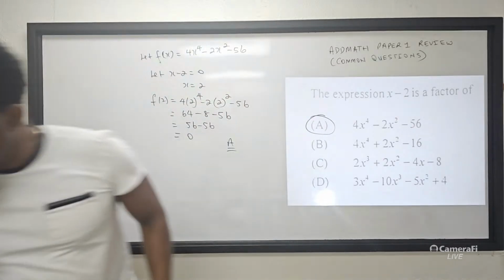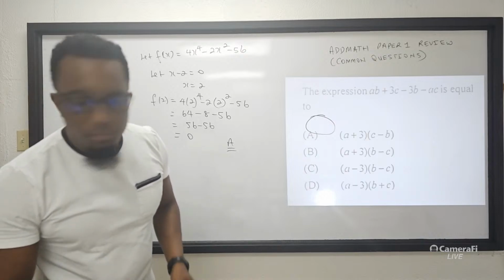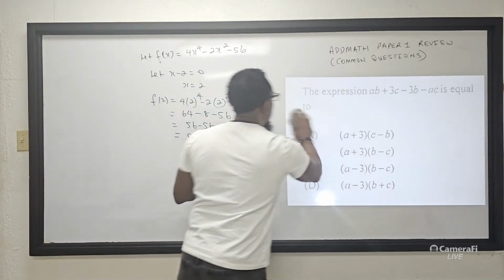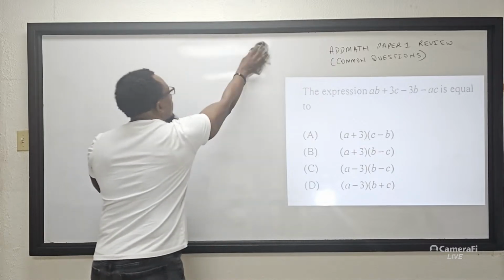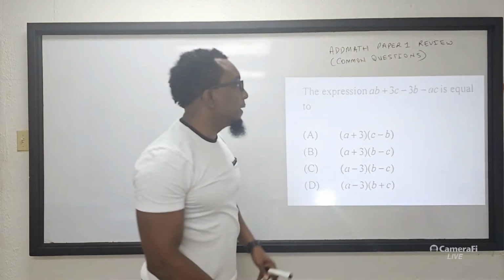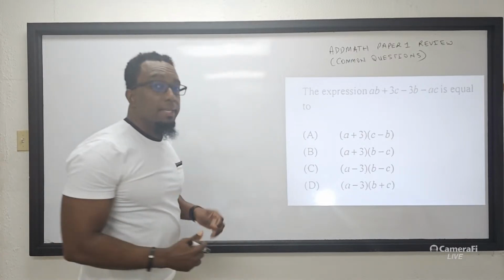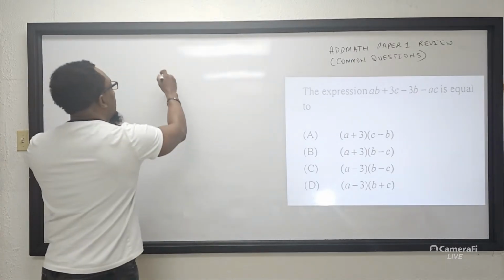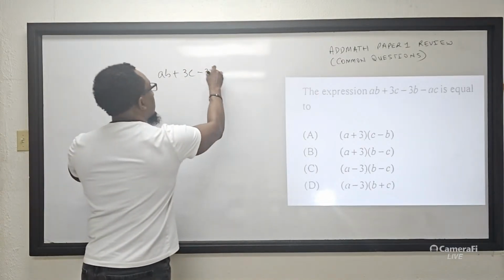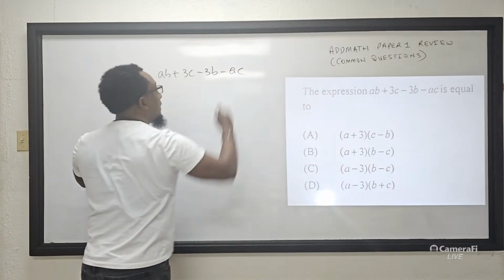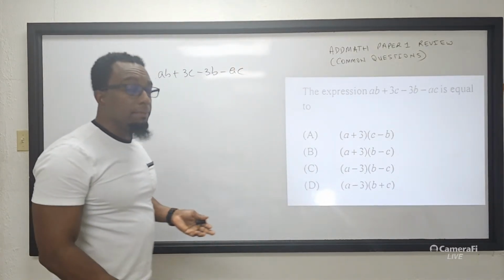Right, let's look at question 2. The expression AB plus 3C minus 3B minus AC is equal to, it's a simple case of factorizing. So we have AB plus 3C minus 3B minus AC. So we have 4 terms. So once you have 4 terms, you're going to use the method of grouping to factorize it.